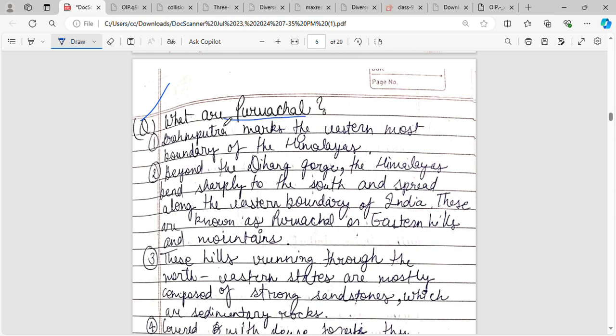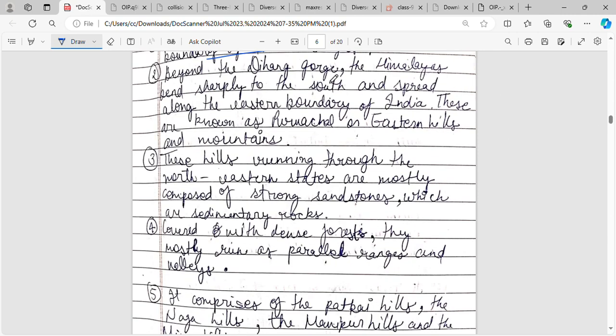Now the next question, this is important. What are Purvachal? The Brahmaputra marks the easternmost boundary of the Himalayas. Beyond Dihang Gorge, the Himalayas bend sharply to the south and spread along the eastern boundary of India. These are known as Purvachal or eastern hills and mountains. It is very important to learn the location, which part exactly is known as Purvachal.